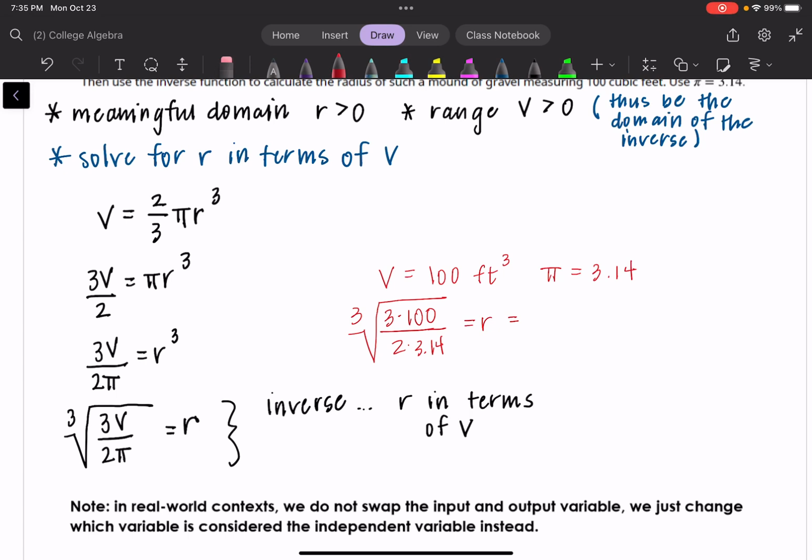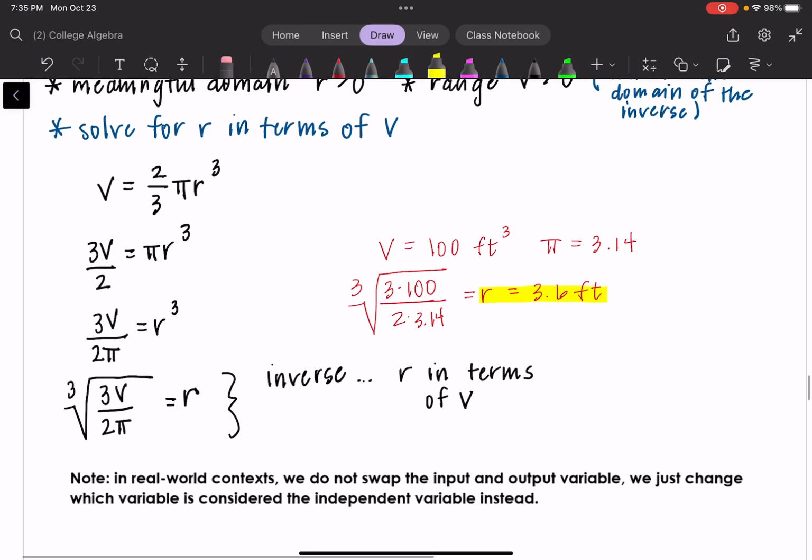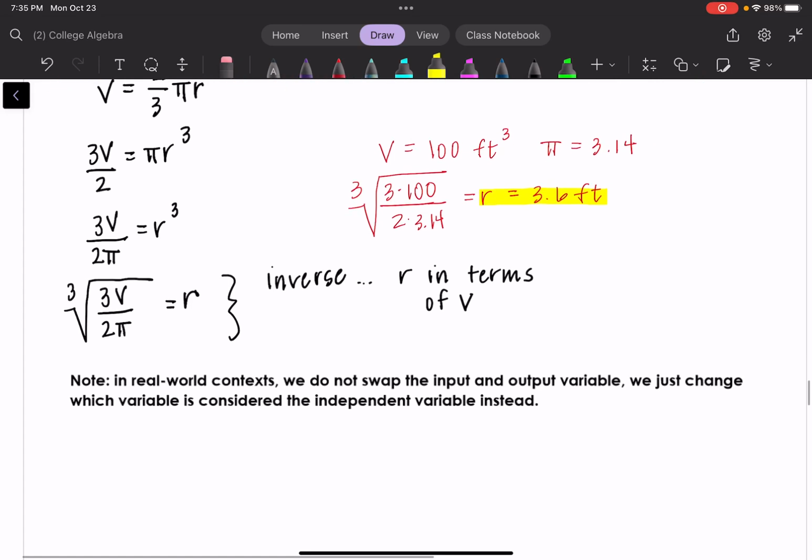So that'll be the cubed root of 300 divided by 2 times 3.14. And we'll get that that's approximately 3.6 feet for the radius of a cone constructed in this way with a volume of 100 cubic feet. And so that is one application.